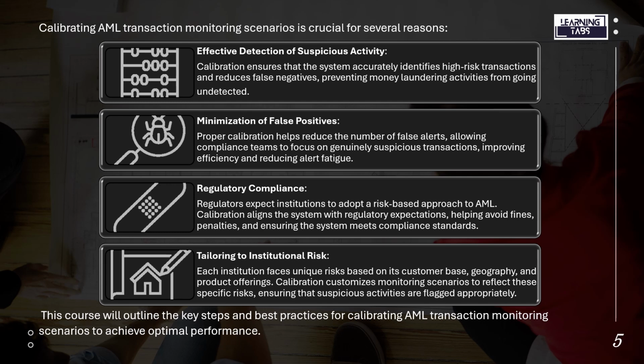Regulatory compliance: regulators expect institutions to adopt a risk-based approach to AML. Calibration aligns the system with regulatory expectations, helping avoid fines, penalties, and ensuring the system meets compliance standards. Tailoring to institutional risk: each institution faces unique risks based on its customer base, geography, and product offerings. Calibration customizes monitoring scenarios to reflect these specific risks, ensuring that suspicious activities are flagged appropriately. This course will outline the key steps and best practices for calibrating AML transaction monitoring scenarios to achieve optimal performance.